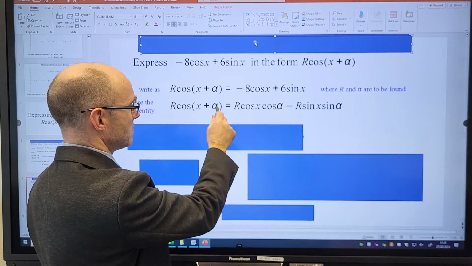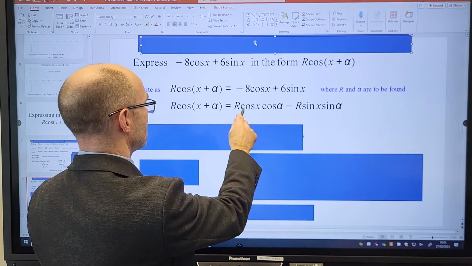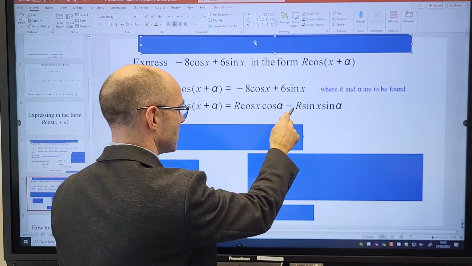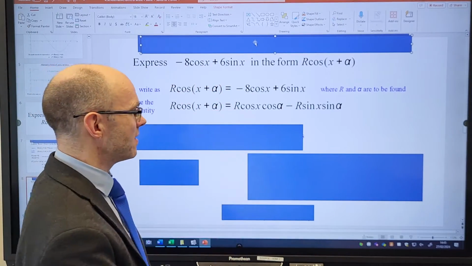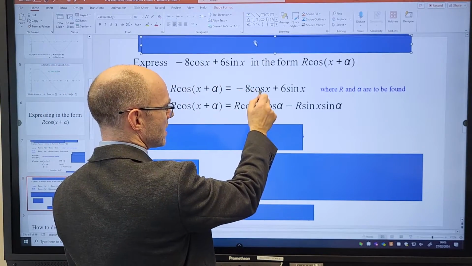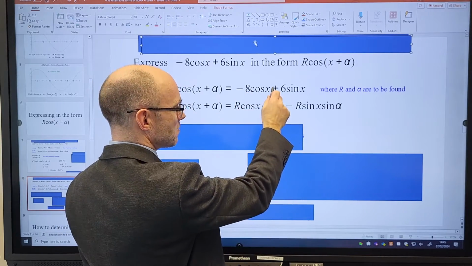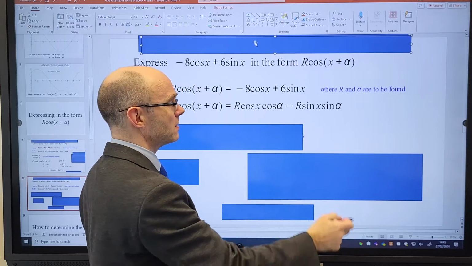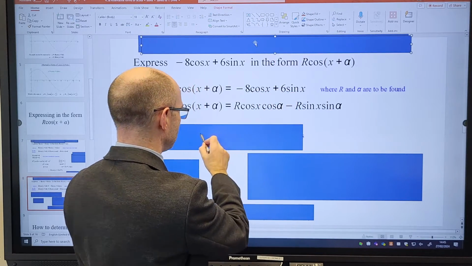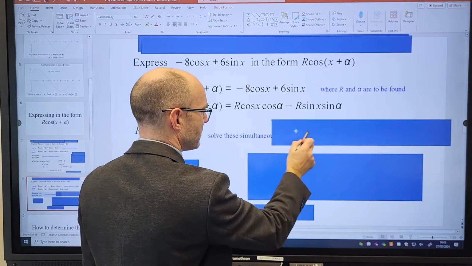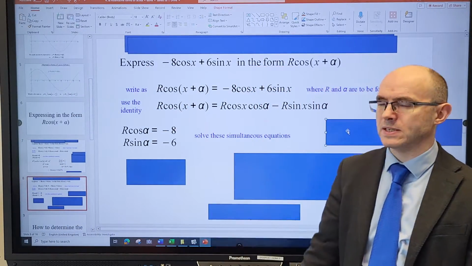It's going to be this. So r cos x plus alpha is equal to r cos x cos alpha minus sin x sin alpha. And then put the two pairs together. So that's going to be cos x and cos x, so negative 8 is r cos alpha. And this time, that's minus, so that's going to be r sin alpha is negative 6. You all right with that? So you've got r sin alpha is negative 6 and r cos alpha is negative 8.